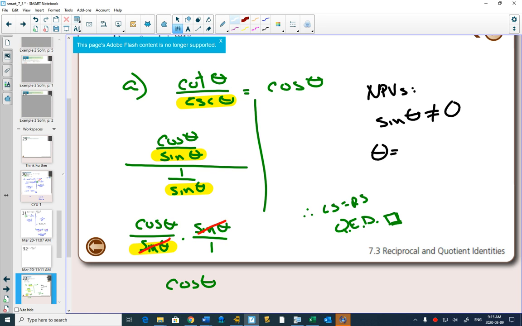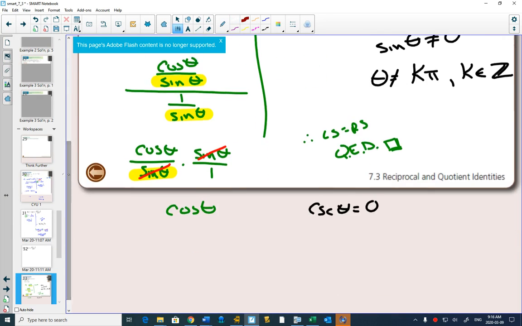When is sine equal to 0? At k pi, so theta can't equal k pi, where k is an integer. Yes? If you tried to solve cosecant equals 0, you'd have to change it to 1 over sine anyways. And in this situation, when I multiply both sides by sine theta in this equation, I get 1 equals 0. In fact, cosecant is never equal to 0.